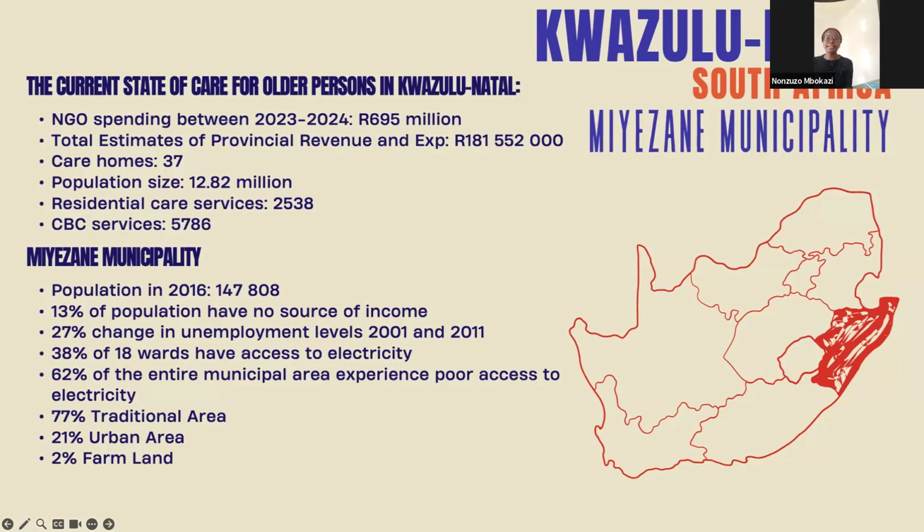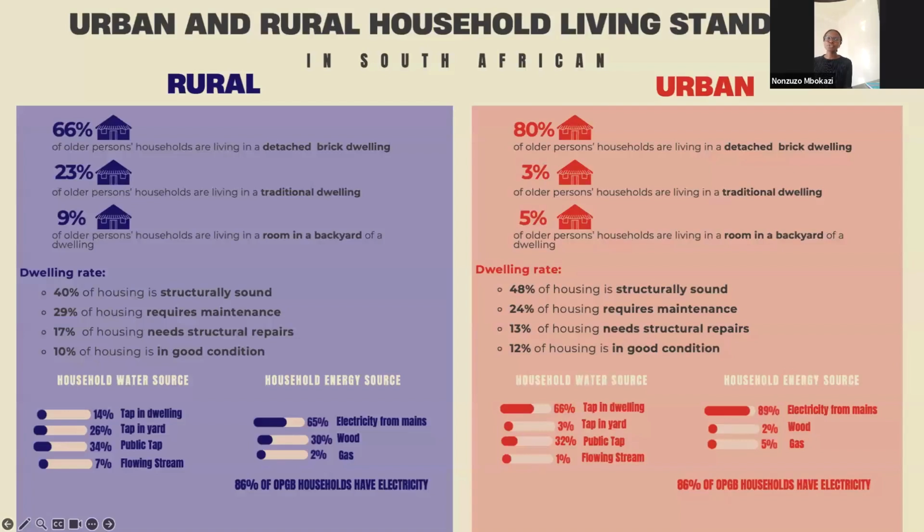And moving on to the next slide, I will try not to go into too much detail about this slide, for the interest of time, but just to provide you with an overview of the fact that although there is significant detached brick dwelling in both sites, urban and rural, the percentage of the houses that are in good condition is quite low. In the rural sites, 10% of the housing is in good condition, and 12% in the urban area is in good condition. And there is a significant amount of houses which need improvement.